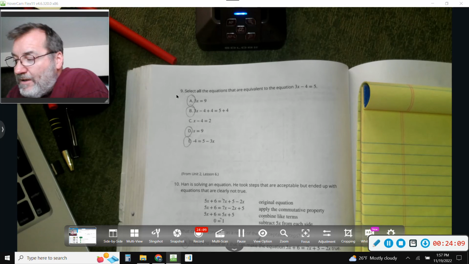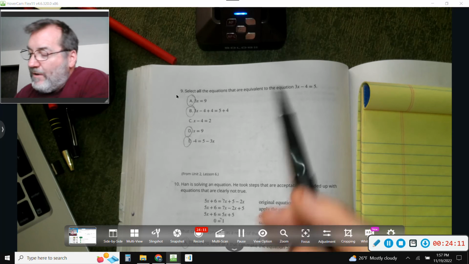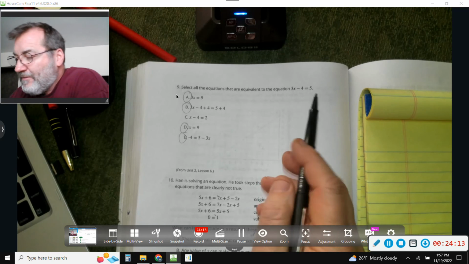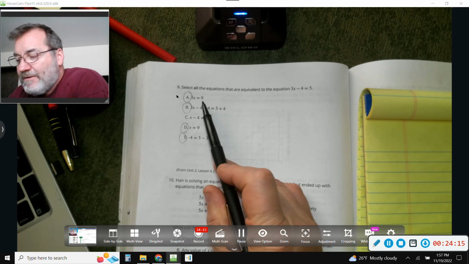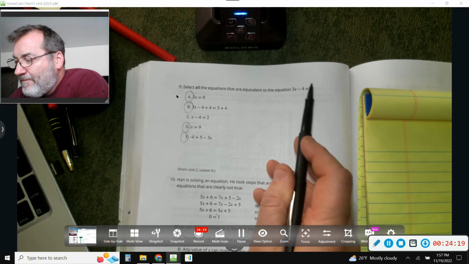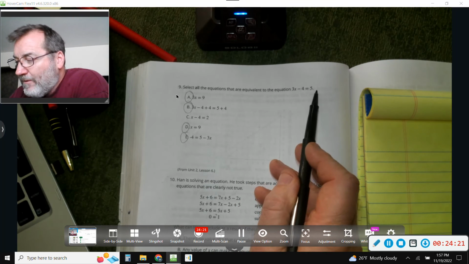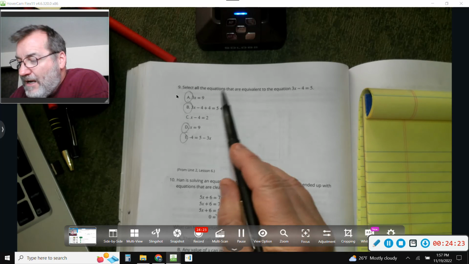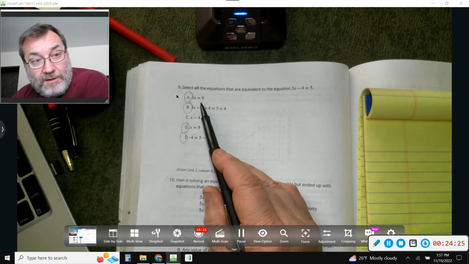Select all the equations that are equivalent to this equation right here. So we're going through and see if we can do this. How do I get from here to here? Well, I can just look at this. 3x is all by itself, so if I move that 4 to the other side, I add 4. 5 plus 4 is 9, so yeah, that one looks pretty close to it.